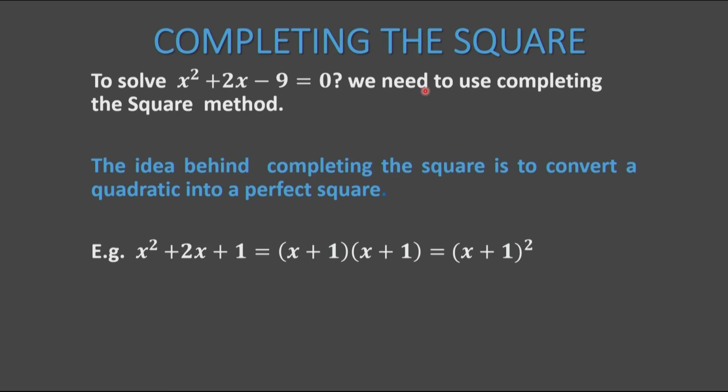x squared plus 2x plus 1. Two numbers that when you multiply, you get the product of 1, is 1. The two numbers you add, you get 2. Therefore, I can factorize them.